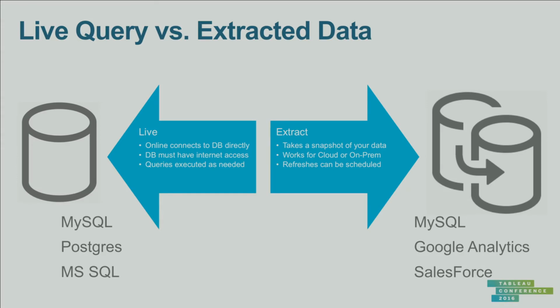MySQL is an example of something that you could hit live as well as an extract. The most important principle you can think about here is if you can hit it live, you can make an extract. So everything that's on this side, is it the right side? You could potentially move over to the left side, but there are a few things that are extract only. As I mentioned on the previous slide, Google Analytics and Salesforce are examples of cloud-based data sources that we can only extract from.